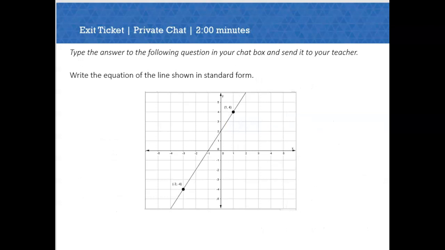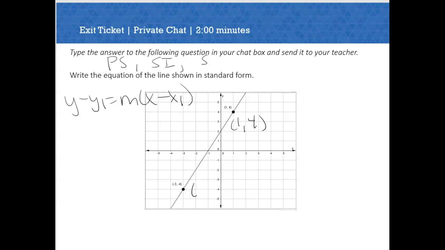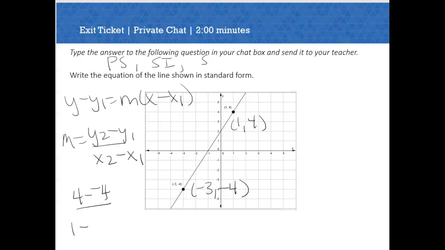Write the equation of the line shown in standard form. So we're actually going to do point slope, then slope intercept, then standard. Okay, so point slope first. So we see we need the slope. This is (1, 4). This is (negative 3, negative 4). Slope is change in y over change in x. So 4 minus negative 4 over 1 minus negative 3. That's 8 over 4. So our slope is 2.